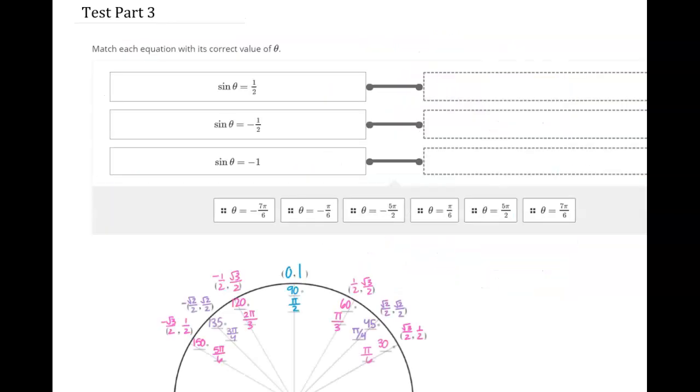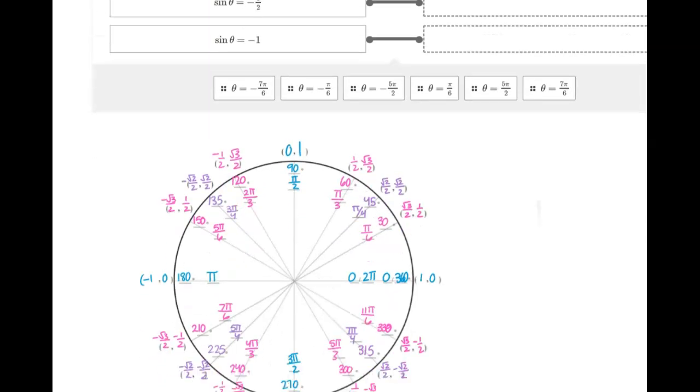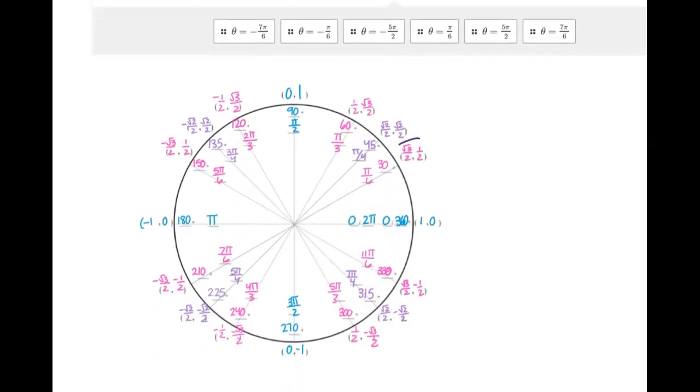Next part, matching. So let's start with sine of theta equals 1/2. So this means we're looking for where the y value of the coordinates on the unit circle is 1/2. Looks like that occurs at pi over 6 and 5 pi over 6.